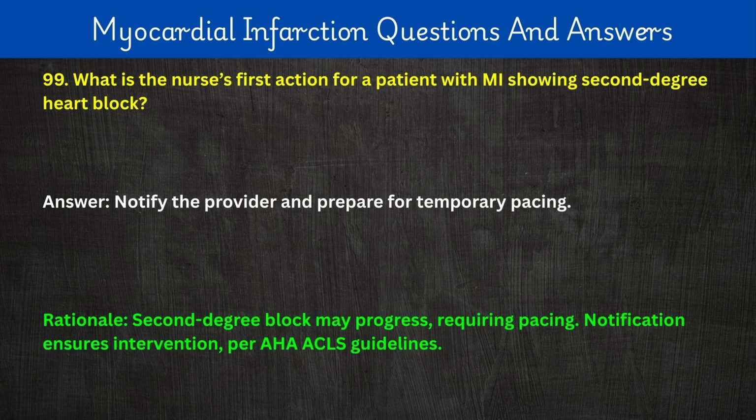99. What is the nurse's first action for a patient with MI showing second-degree heart block? Answer: notify the provider and prepare for temporary pacing. Rationale: second-degree block may progress, requiring pacing. Notification ensures intervention, per AHA/ACLS guidelines.